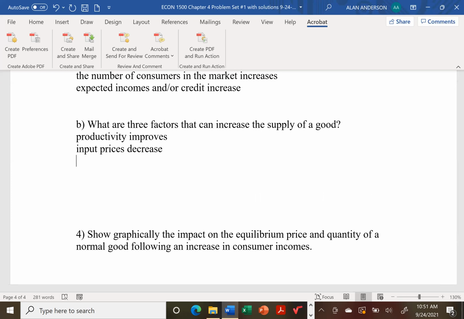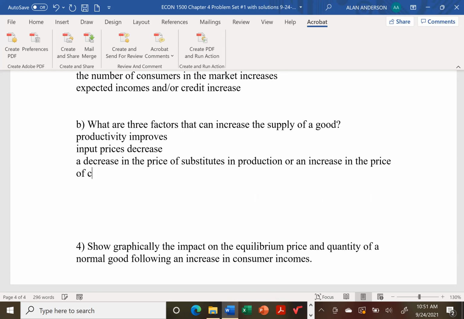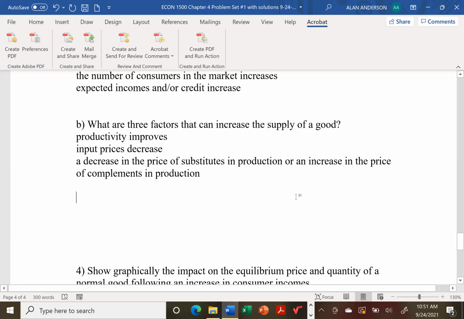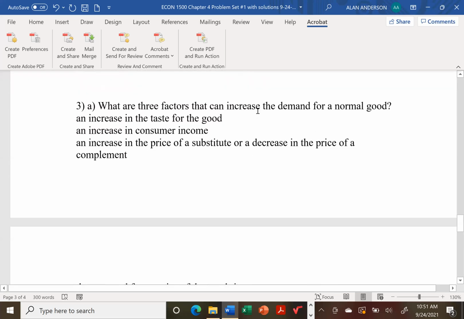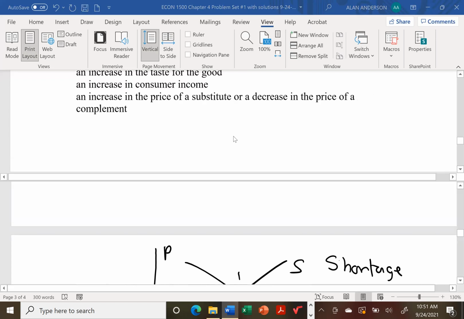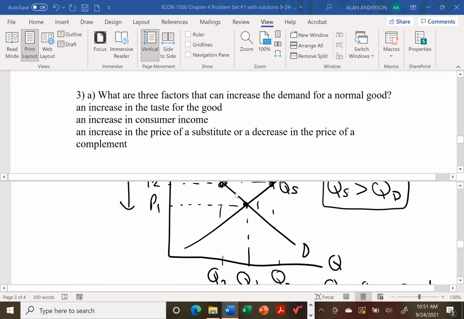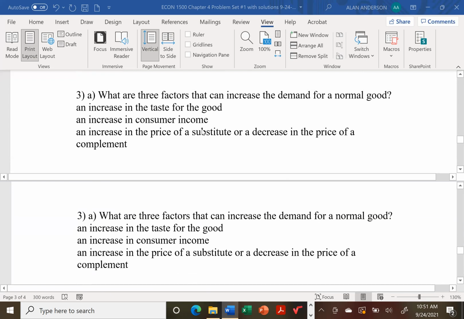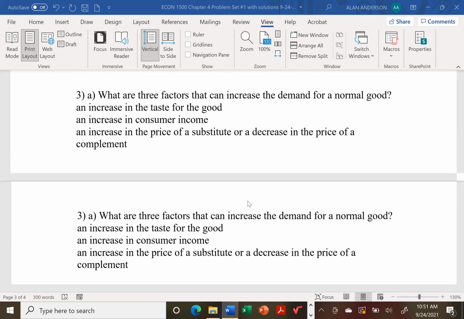How about this one? Now, this is the related goods. A decrease in the price of substitutes in production, or an increase in the price of complements in production. Okay, now I just want to point out, I want you to be able to see them side by side. When we're talking about demand, the demand for a good will go up if the price of a substitute goes up or the price of a complement goes down.